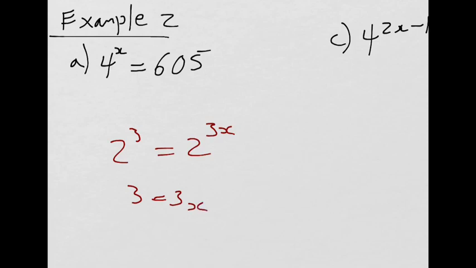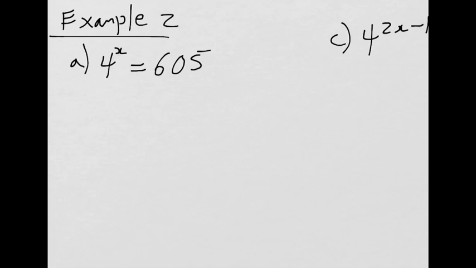Or if you had something like 2 to the 3 equals 8 to the 2x, you had to rewrite 8 with a base of 2, and then you were able to take away the bases. Question, can you do that here? Can you rewrite, in this case, 605 with a base of 4? Nope. Probably not, because it's not even, right? So we're going to run into a little bit of trouble there.